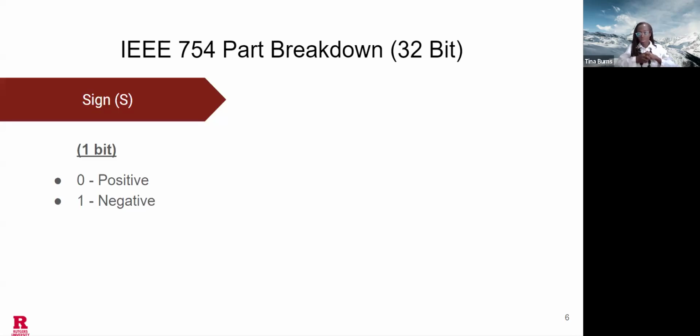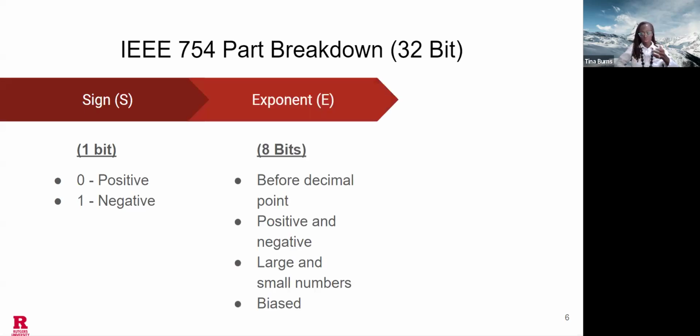Something that's called the sign, right? And that's 1 bit of information. And what that does is it's going to indicate whether our number is positive or negative. It's just that 1 bit. That's the easiest thing to determine when you're looking at the number. Is it positive? If it is, it's going to be 0 for that first bit. If it's negative, it's going to be 1.